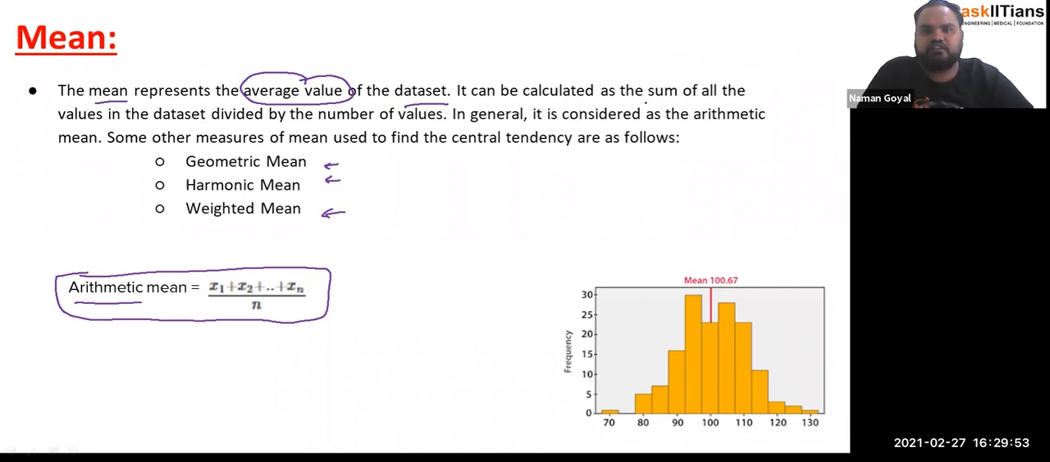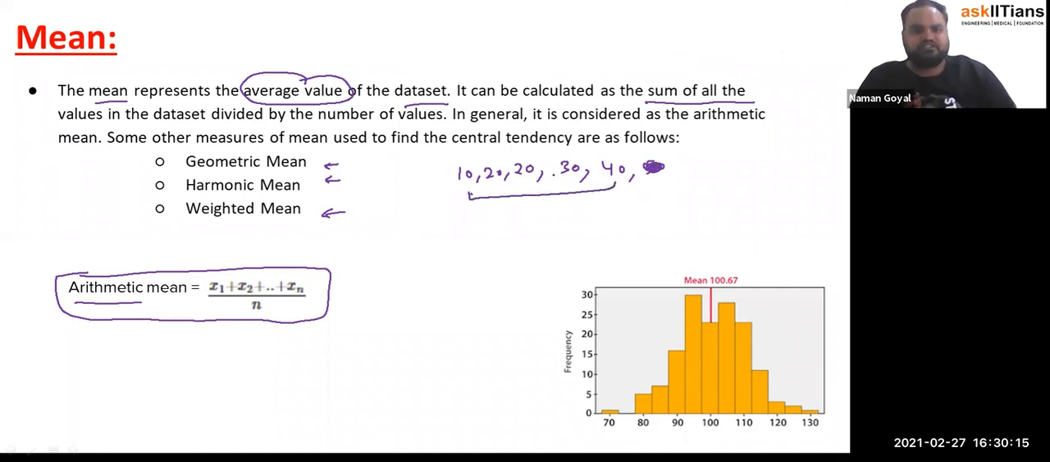It can be calculated as the sum of all the values in the data set divided by the number of values. So if we have the data for a batsman's score in 5 matches, like 10, 20, 20, 30, 40, and 50, and I'm asking for the mean or average of this data, how do we do that?